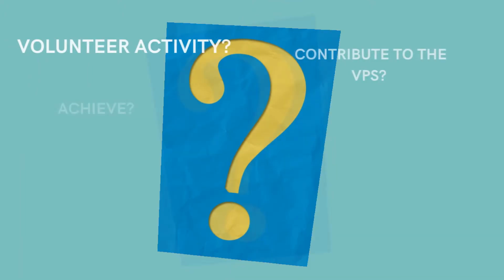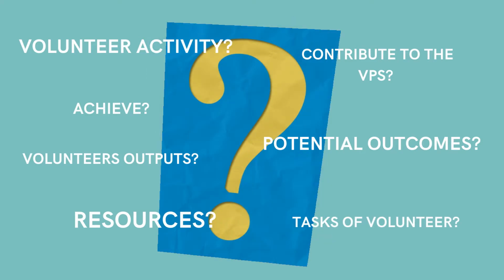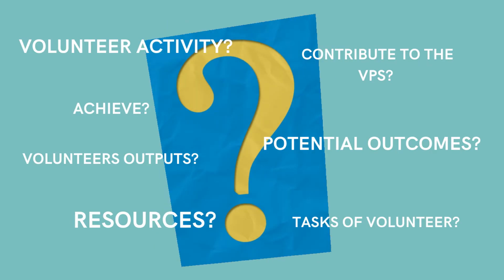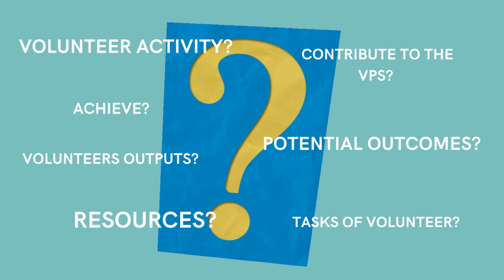A program plan or volunteer activity must address the following questions. What is the volunteer activity that will be undertaken? How will the volunteer activity contribute to the VPS? What will it achieve? What will be the potential outcomes? What will be the volunteer's outputs? What tasks will the volunteer perform? What resources are needed to successfully implement the activity?